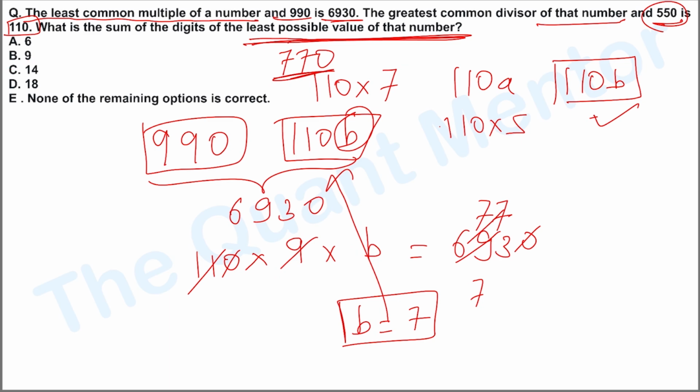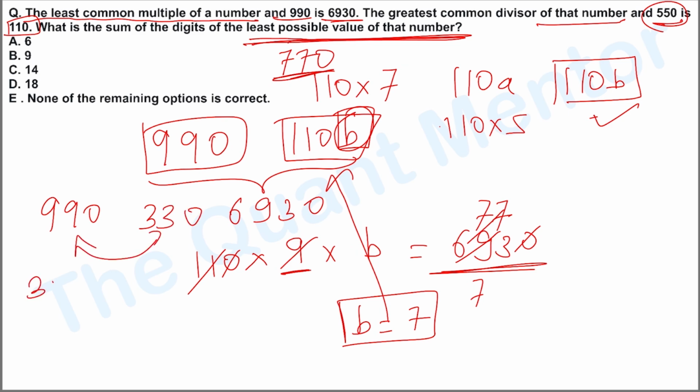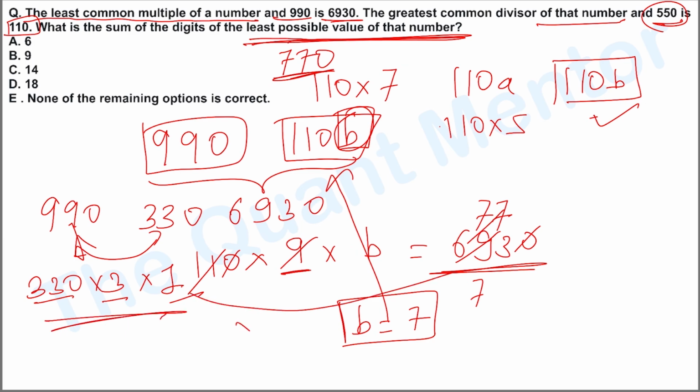Now the other possibility would be that B could have a common factor with 9. If that is the case, then it will be impossible to make the LCM 6930. Let's see how. Suppose B is equal to 3. So the numbers would be 990 and 110 into 3, which is 330. The highest common factor of these two numbers would be 330. So from here 3 remains and from here 1 remains. The product H into A into B in this case would not be equal to 6930.